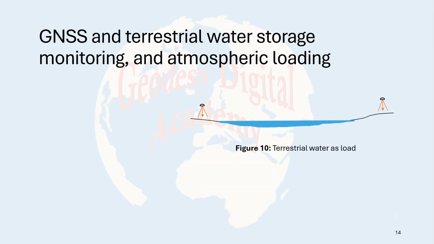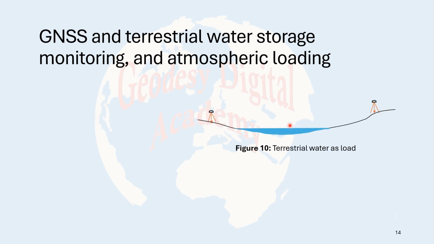GNSS and terrestrial water storage monitoring and atmospheric loading. As I explained, any load at the surface of the lithosphere causes deformation. Here consider the GNSS receiver, and we have a load here, and when the volume of water or atmospheric load increases, this causes the land to deform. And again, the GNSS receivers show coordinates that are getting closer to the load.